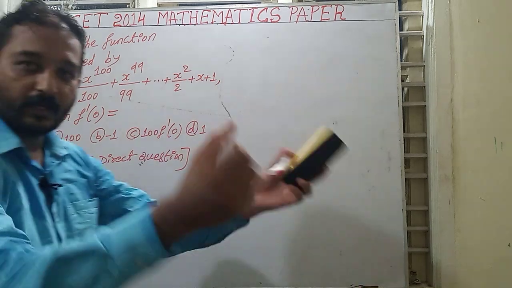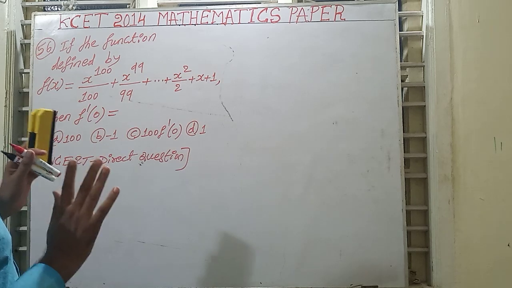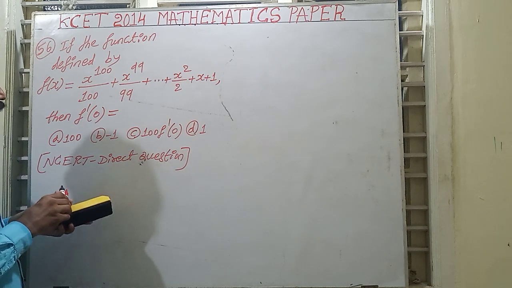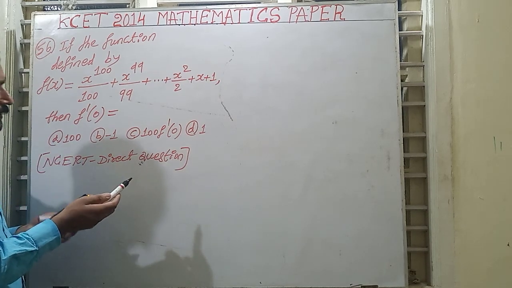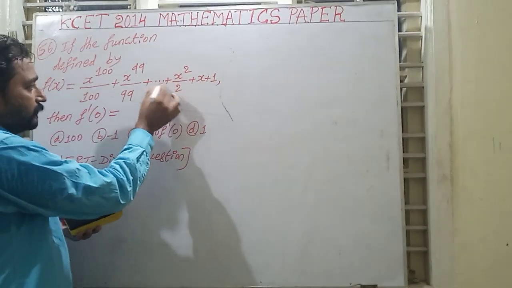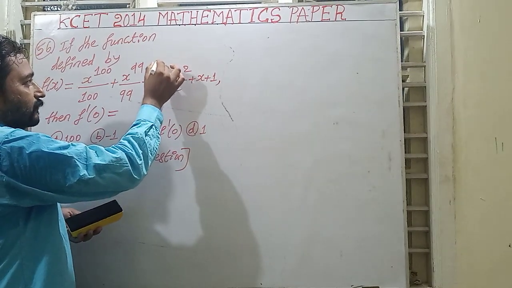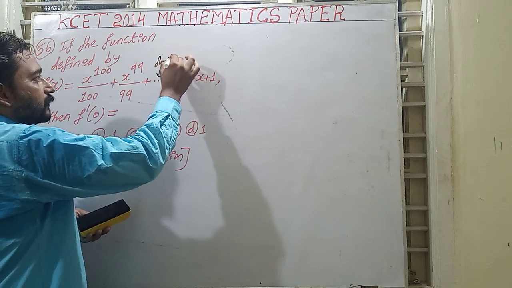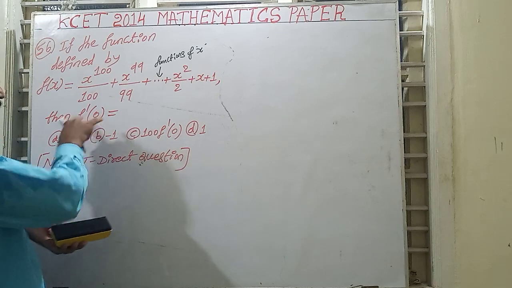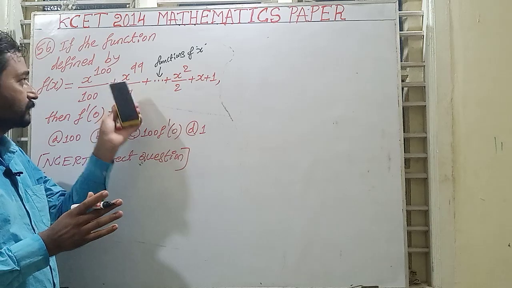So now let us move on to the next question, question number 56. It is about a function defined by f of x equals x to the power of 100 divided by 100, plus x to the power of 99 divided by 99, and so on, up to x square by 2 plus x plus 1. Between these terms there are functions of x. Then find f dash of 0. First we have to find f dash of x of this function.